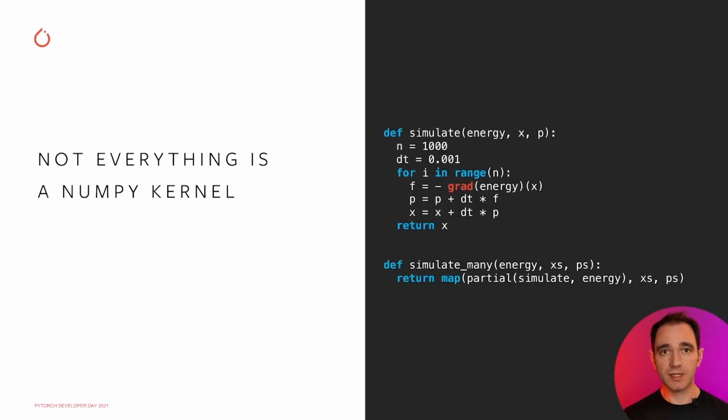Let's say we're simulating the dynamics of a particle by evaluating its energy or forces on it at each position, and then changing its momentum and position accordingly. And we're doing this in a loop. So this is a very common thing to do. There is no NumPy kernel for this, of course. There's no PyTorch kernel for this.